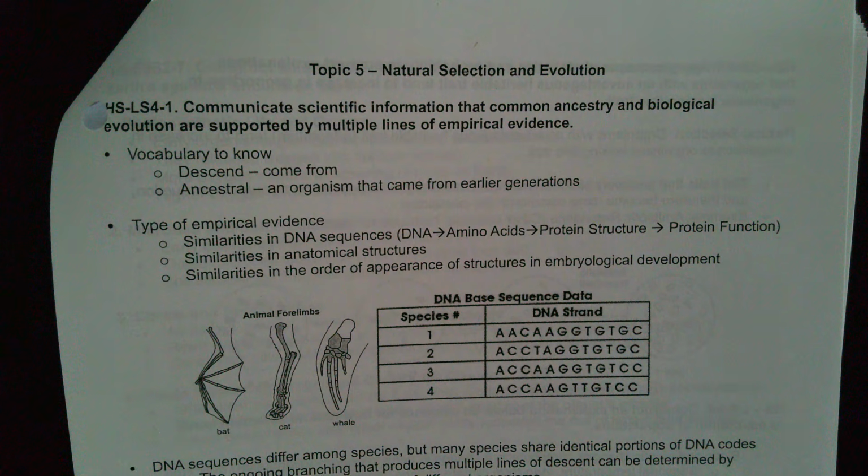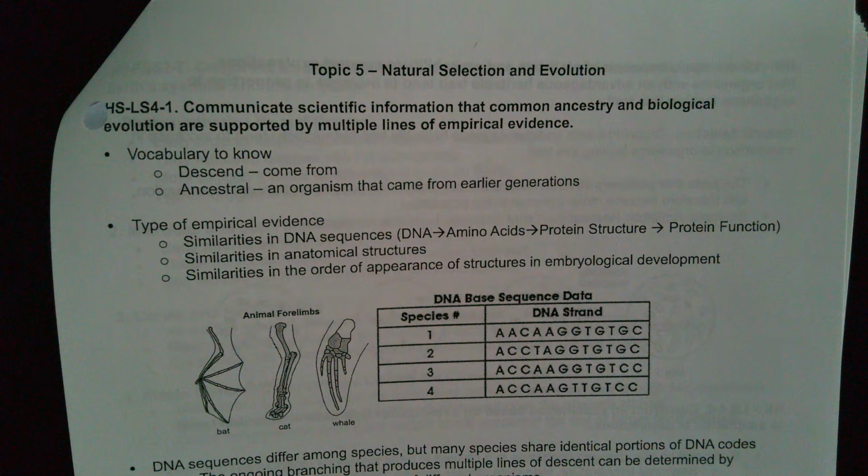Now we are going to move on to topic 5, natural selection and evolution. Our first standard that we are looking at is having us evaluate evidence in order to determine a common ancestor for various organisms. First bullet point here is going over vocabulary that you need to know. This is not necessarily science vocabulary, but it is vocabulary that you'll want to make sure that you understand in order to better comprehend the text that you will be provided.